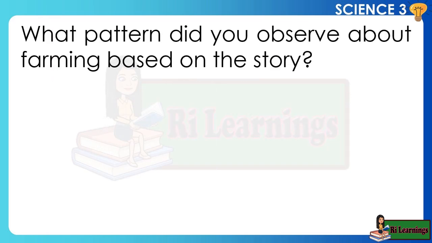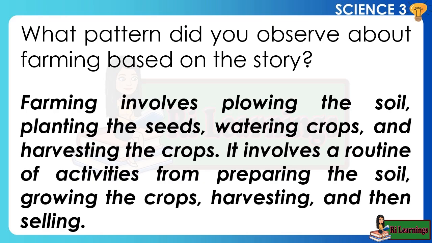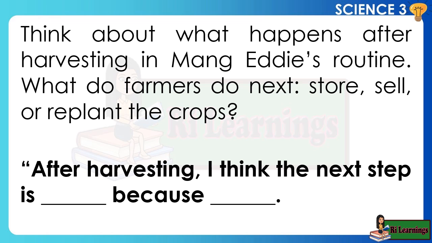What pattern did you observe about farming based on the story? Farming involves plowing the soil, planting the seeds, watering crops, and harvesting the crops. It involves a routine of activities from preparing the soil, growing the crops, harvesting, and then selling. Think about what happens after harvesting in Mang Eddy's routine. What do farmers do next? Store, sell, or replant the crops?